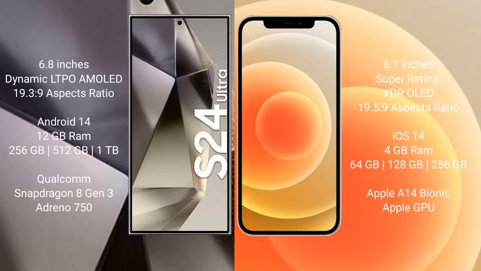S24 Ultra comes with a 6.8 inches Dynamic LTPO AMOLED display and an aspect ratio of 19.3:9. iPhone 12 comes with a 6.1 inches Super Retina XDR OLED display and an aspect ratio of 19.5:9. Samsung Galaxy S24 Ultra runs on the Android 14 operating system. iPhone 12 runs on the iOS 14 operating system.